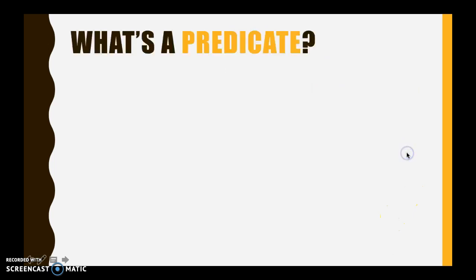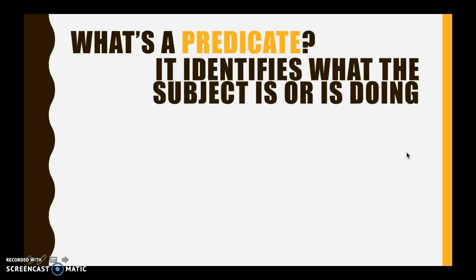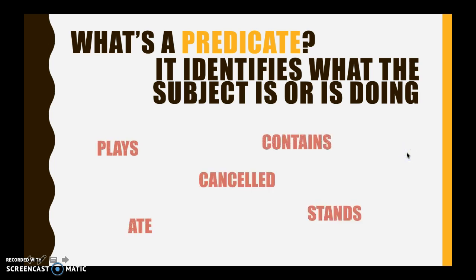The predicate, instead, identifies what the subject is or is doing. Plays, contains, ate, stands, canceled. All of these are verbs. Okay? So the subjects are generally connected with nouns, and the predicates are generally verbs. Once in a while they look like something different, but we'll worry about that later on.